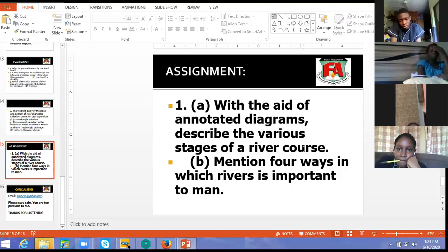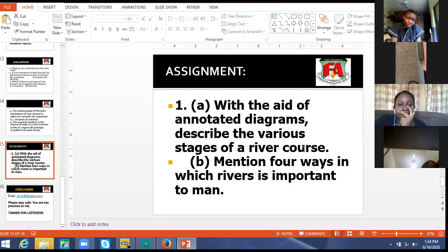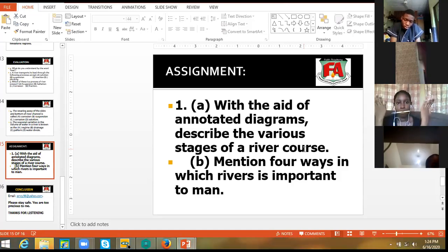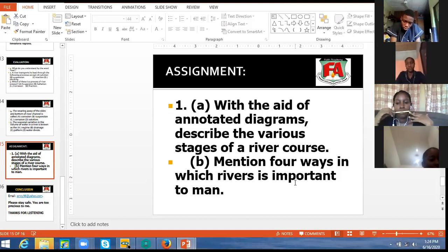Under the diagram, for the upper course, write V-shaped valley, and then mention the features. Under middle course, mention features such as interlocking spur, oxbow lake, and the rest of them. Under the lower course, mention features such as delta and floodplain, and the rest of them. Now, mention 4 ways in which a river is important to man.